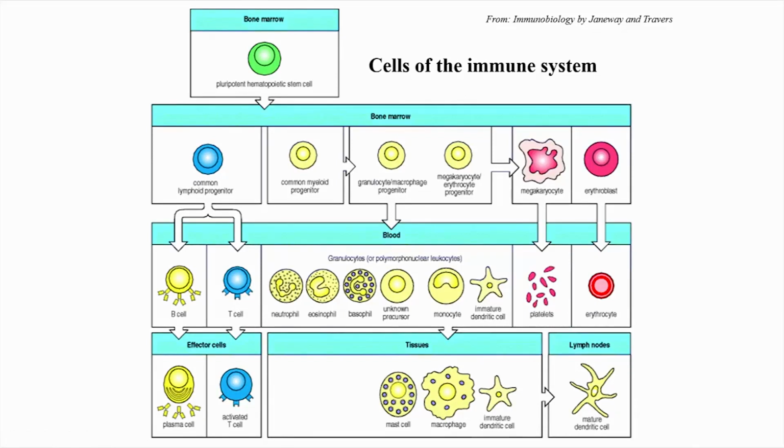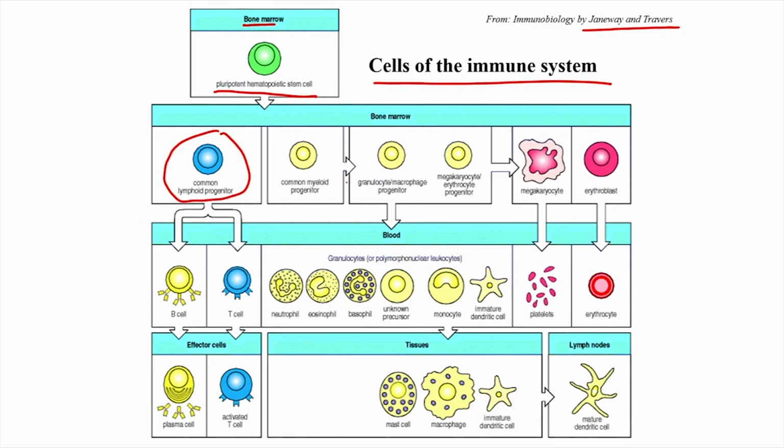This is a very classic figure, taken from Janeway, and it is showing different cells of the immune system. You have bone marrow, which is located in the long bones, the cavity within the long bones, and that is a site which is extremely rich in pluripotent hematopoietic stem cells. And what does pluripotent mean? That means that these stem cells can give rise to several different cell types.